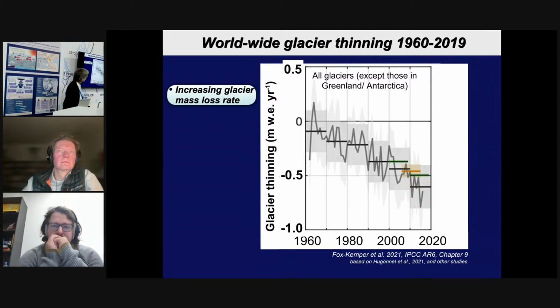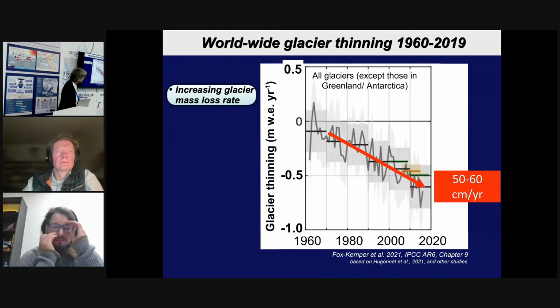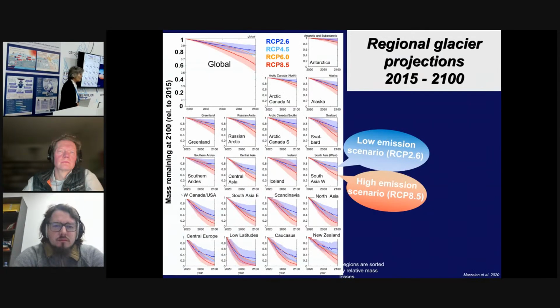So what we see here is now all glaciers in the world, how they are thinning, and we see a trend to more and more glacier thinning every year. On average, here in 2019-20, the glacier thinning was 50 to 60 centimeters per year, average over all glaciers in the world outside the ice sheets. And this number has really increased in the last years, these record melt years in 2023, and also this year seems to be one. How about the future?